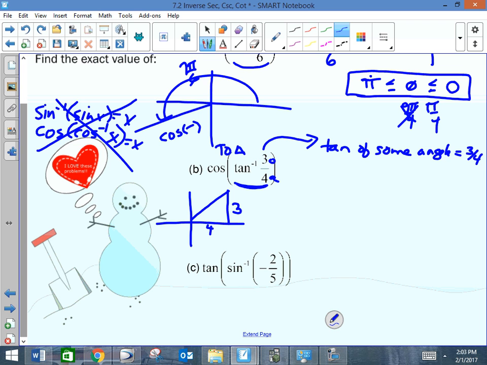What's the hypotenuse, just in case I might need it? It's a 5. That's right. That's that triple 3, 4, 5. Okay? So what's the cosine of whatever angle that is? I don't really care. I could call it theta right now, or alpha, okay? What is the cosine of that angle? 4/5, and I'm done with it.